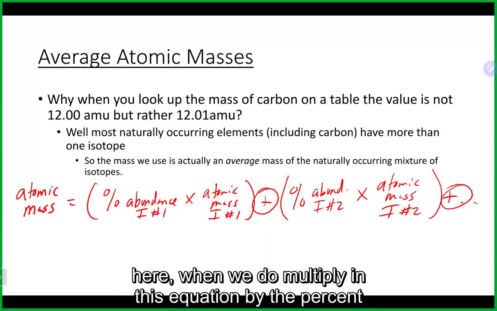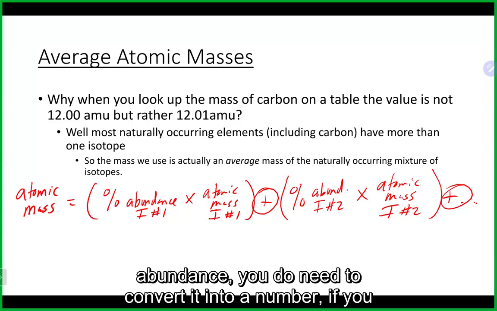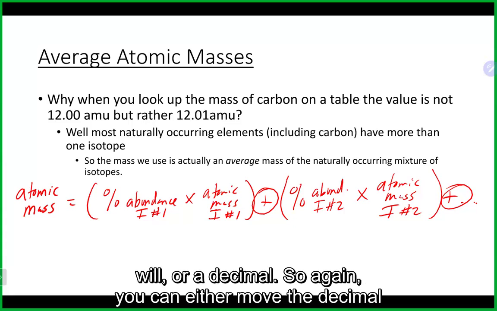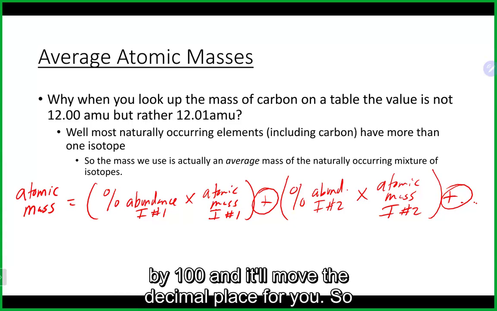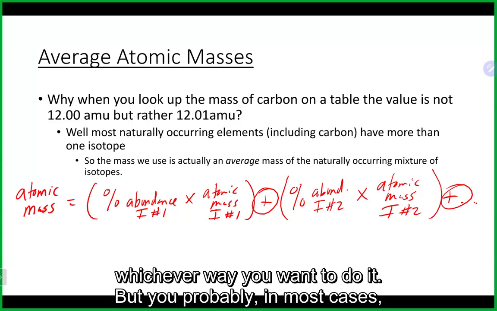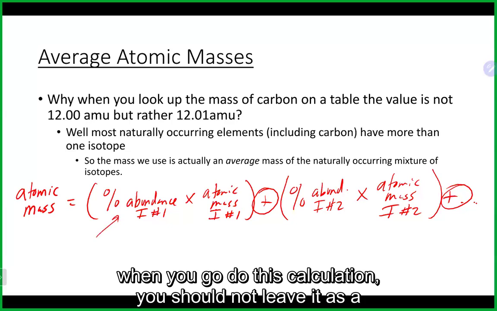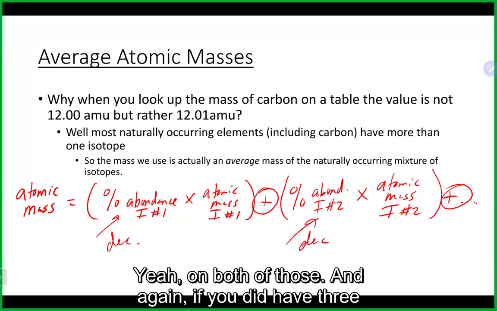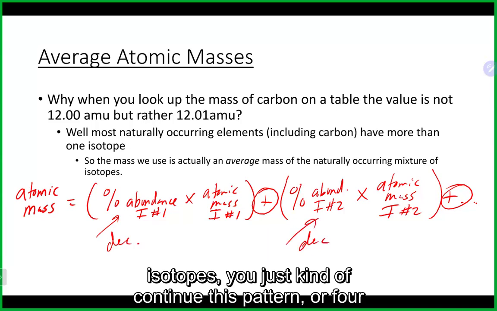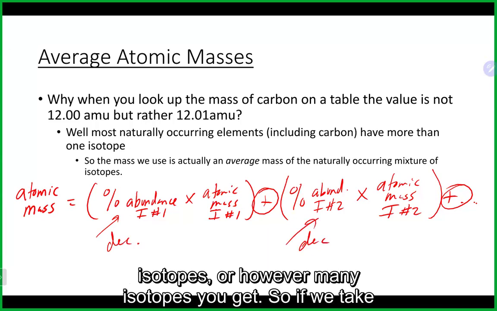When we multiply in this equation by the percent abundance, you do need to convert it into a number, or a decimal. So you can either move the decimal place two places to the left, or you could divide the percentage by 100 and it'll move the decimal place for you. Whichever way you want to do it. But in most cases, when you do this calculation, you should not leave it as a percentage. So you have to convert it into a decimal on both of those. And if you did have three isotopes, or four isotopes, or however many isotopes you get, you just continue this pattern.